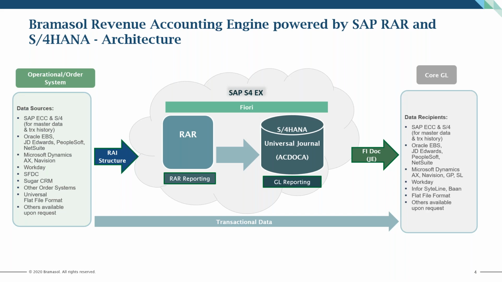And in the cloud, what we do, and you'll see a 1909 cloud system in a few minutes, is we've taken the SAP RAR and created a minimal setup of SAP S/4HANA Finance with the appropriate GL reporting. And then we do the appropriate calculations in RAR, feed that to an S/4HANA universal journal, and then create an output that takes those finance documents, those journal entries, those adjustments, as you saw from Pete's funnel, and you can feed that into your core GL, whether it's SAP ECC, Oracle, JD Edwards, Microsoft, Workday, Infor, et cetera.